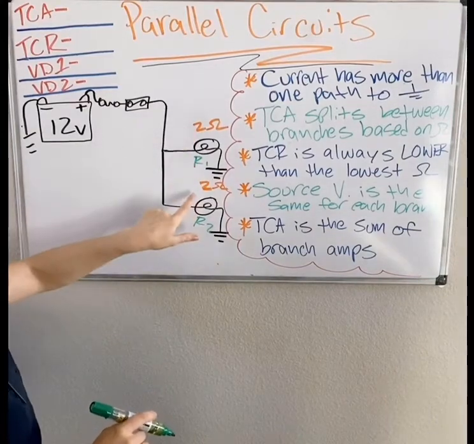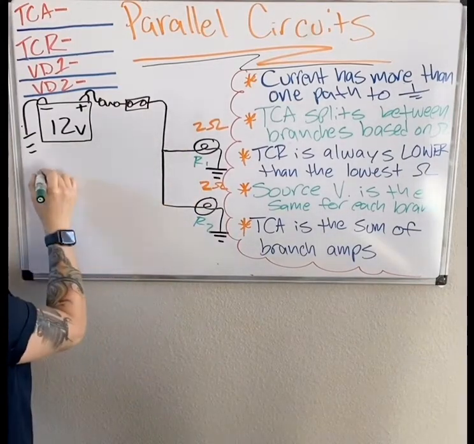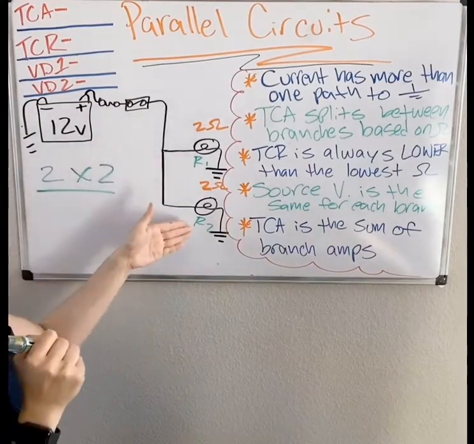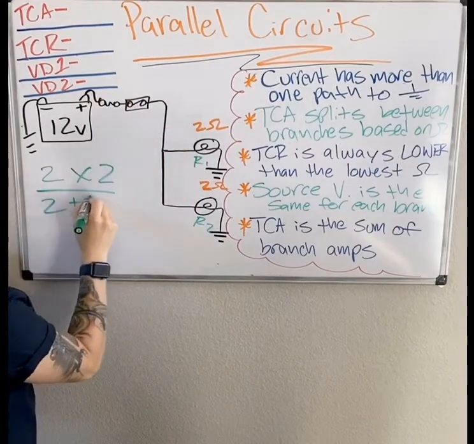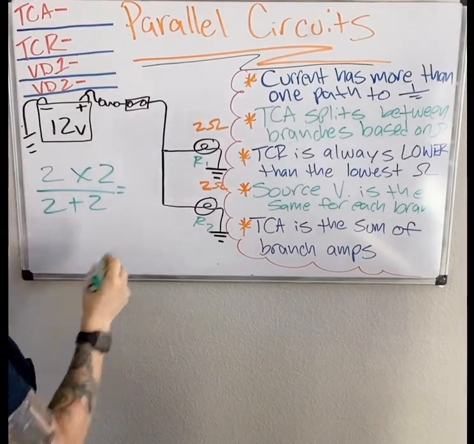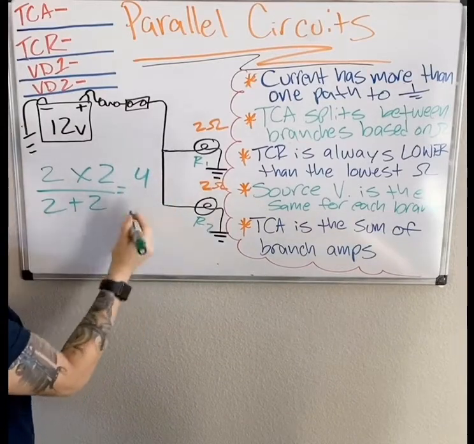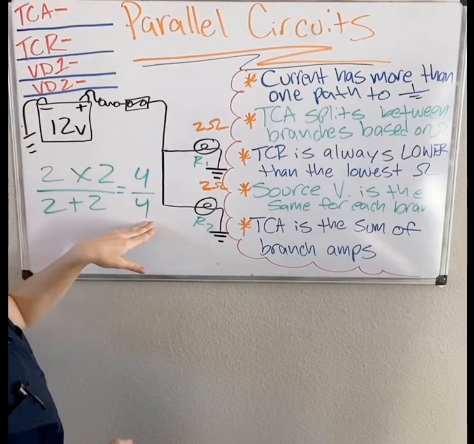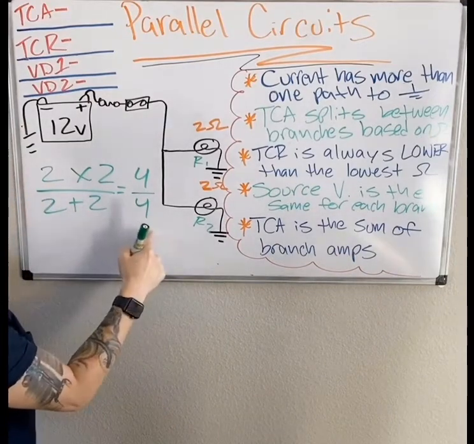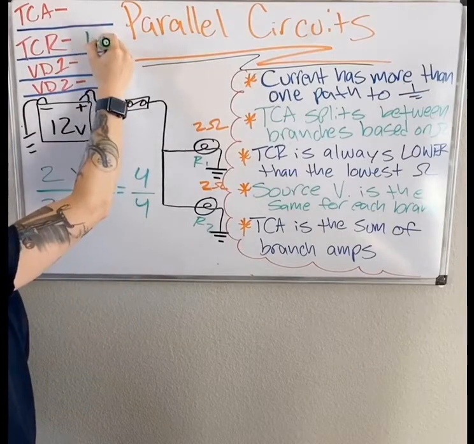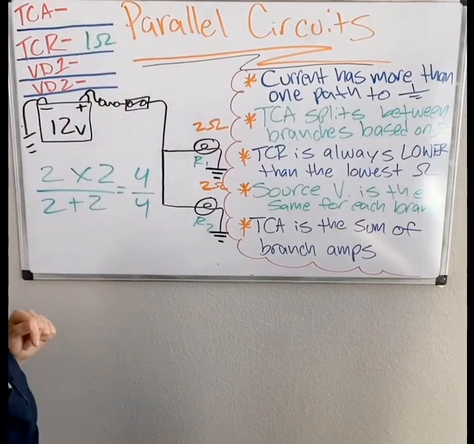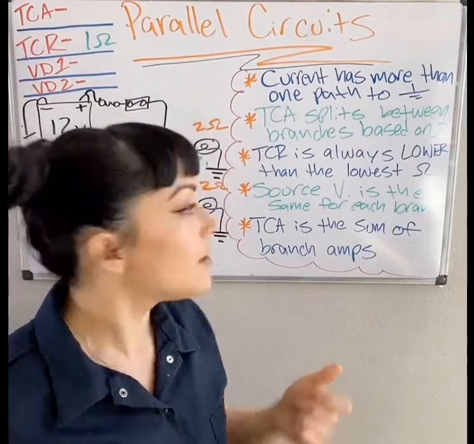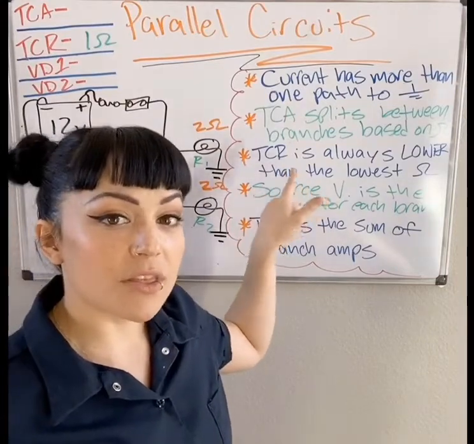So remember that. I don't have enough room on my whiteboard, so I'm going to apply that here. R1, 2 ohms, times R2, which is 2 ohms. So 2 times 2, over R1 plus R2, so 2 plus 2. Pretty basic, right? So 2 times 2 is 4, and 2 plus 2 happens to be 4. 4 divided by 4, we know, gives us a TCR of 1 ohm. That's weird, but they're 2 ohms each. Remember, TCR is always lower than the lowest resistor.